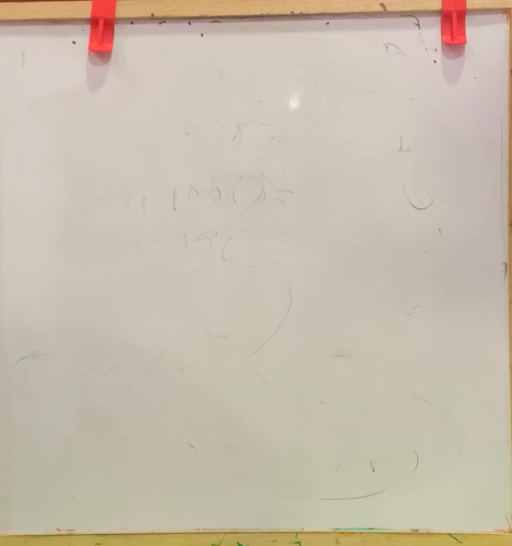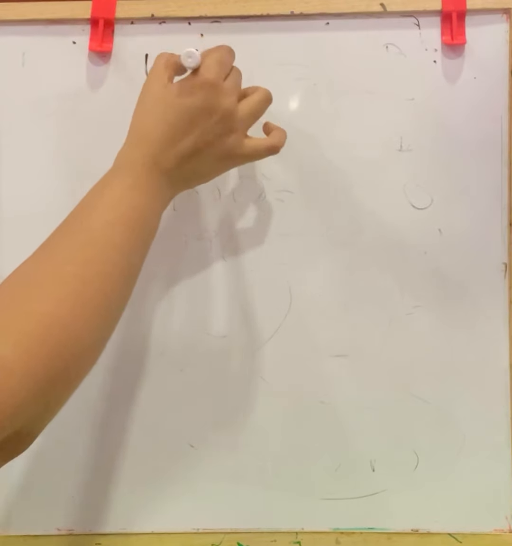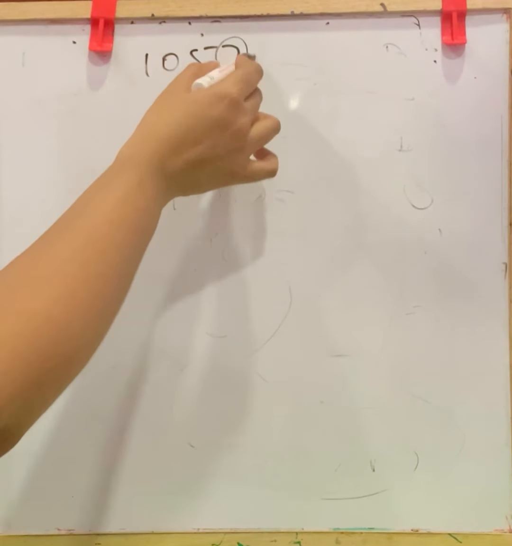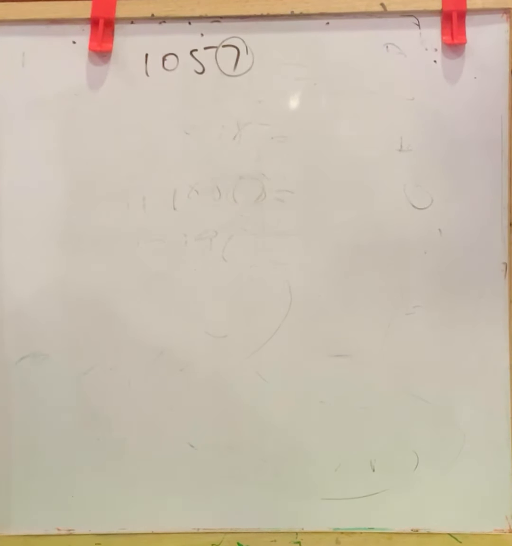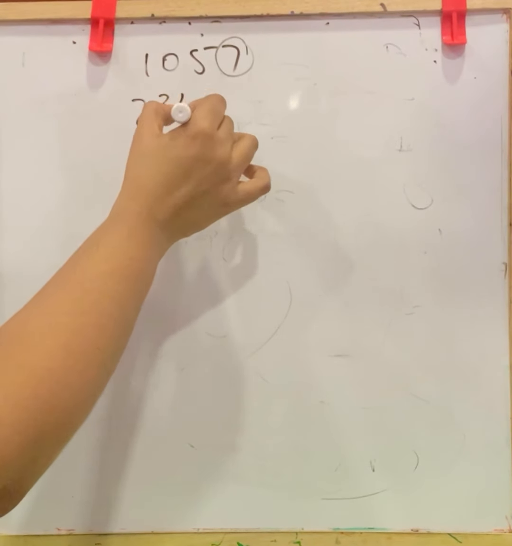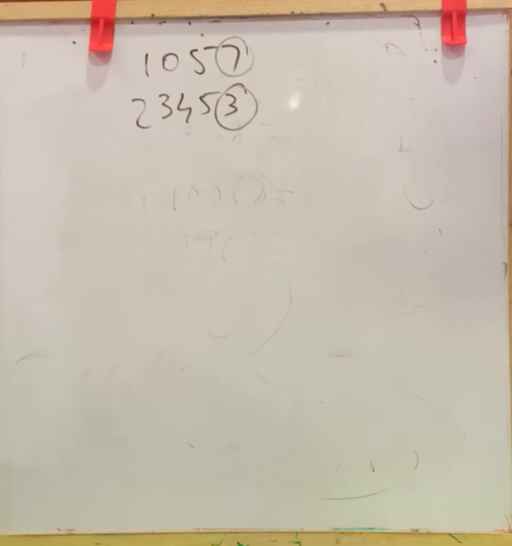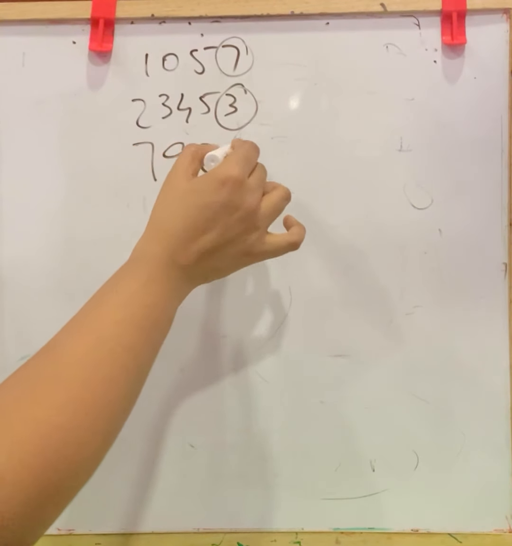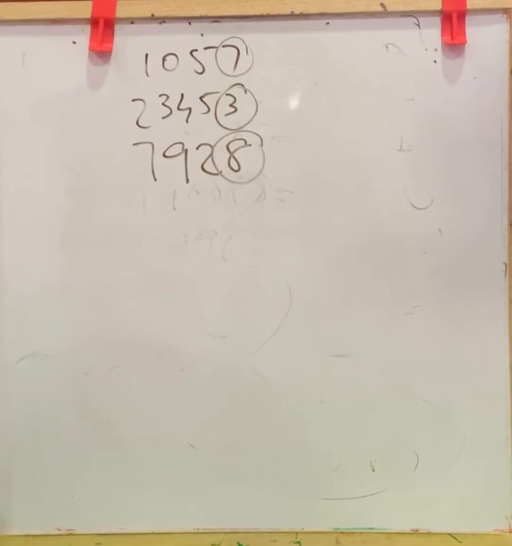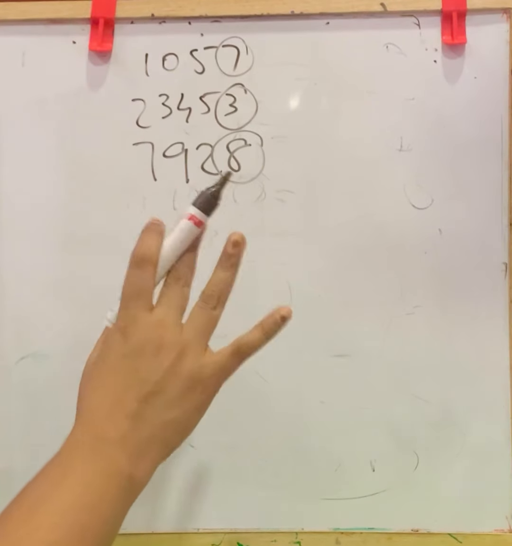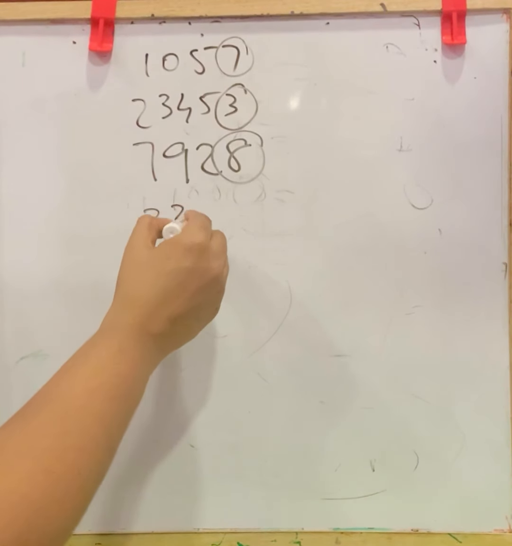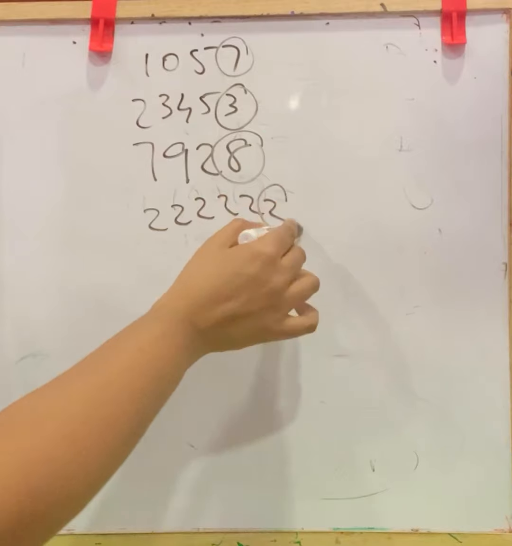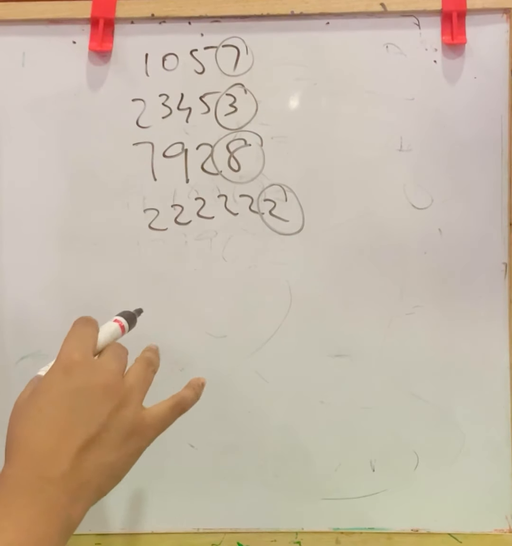Next question. The following numbers are not perfect squares. Give reason. 1057. I told you, if a number is ending with the digit 7, it is not a perfect square. 23453. Again, it is ending with the digit 3, so we can say it is not a perfect square. 7928. Here it is ending with the digit 8. It is not a perfect square. Next, 22222. Here ending with the digit 2. It is not a perfect square.